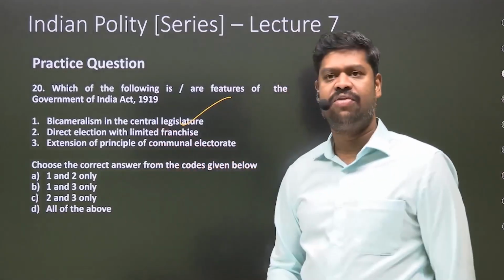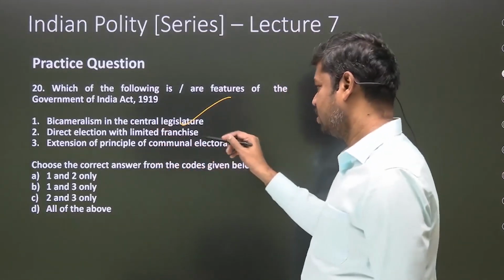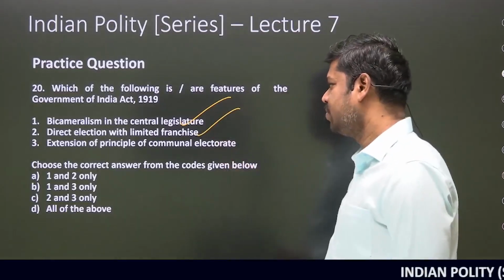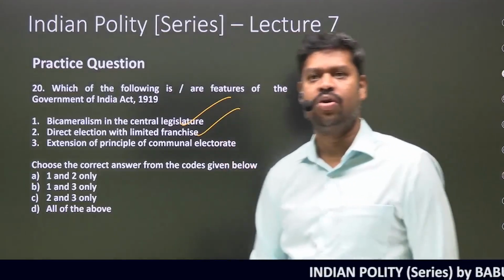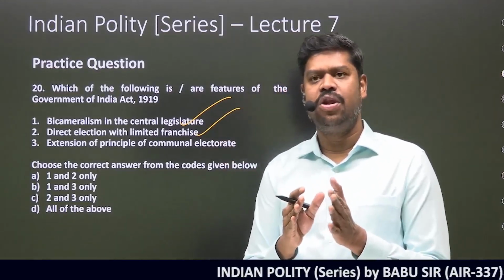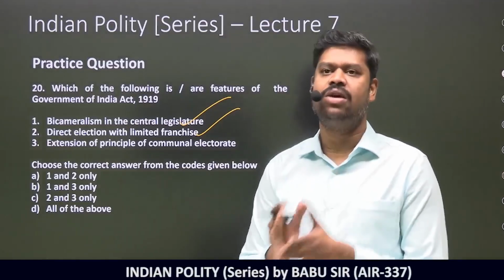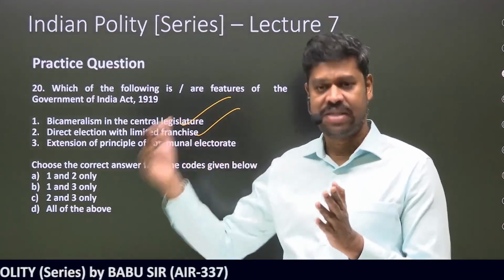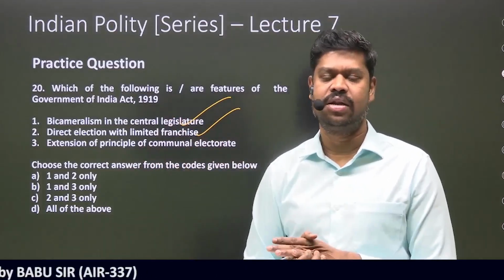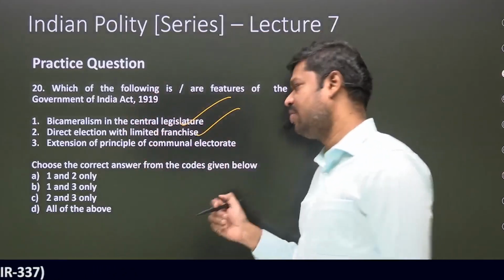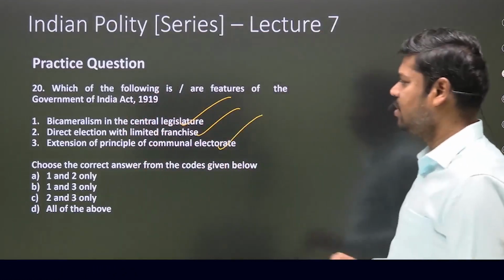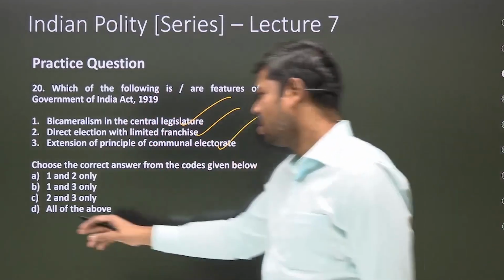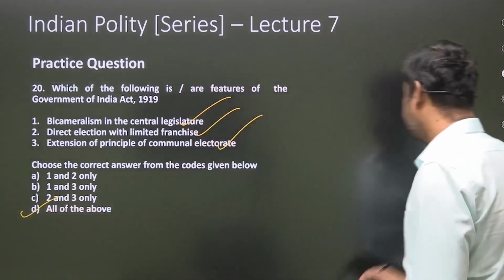Direct elections with limited franchise? Yes. It brought in a system of direct election with limited franchise, which we have also seen. Statement 3: Extension of the principle of communal electorate? Yes. In fact, the communal electorate was introduced by the Indian Councils Act of 1909. However, the principle of communal electorate was further extended by the Government of India Act 1919, and then by the Government of India Act 1935. So definitely it is all true. Choose the correct answer from the codes given below: all of the above. All the answers are right answers.